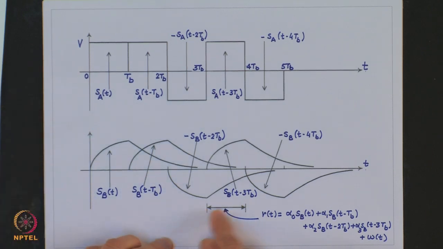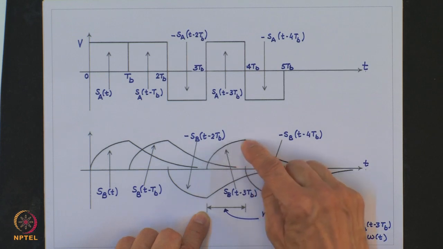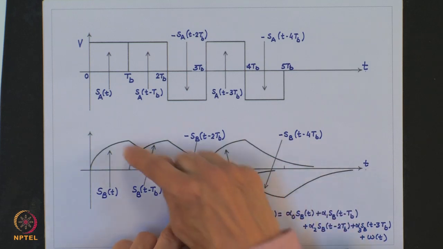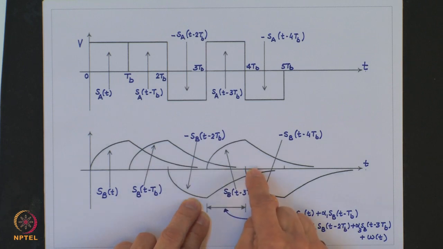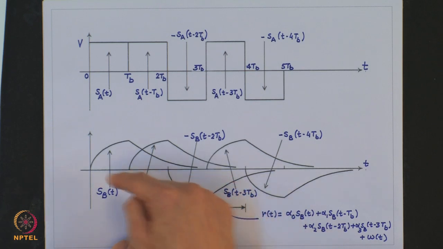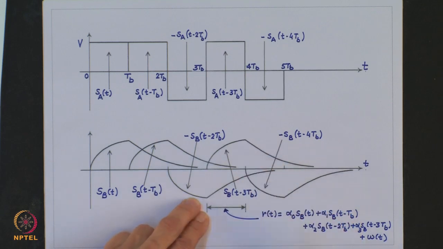So, if you look at any instant between this and this, and if you were to sample the point, so this is your 3 TB. If you sample at this point, you get contributions from other previous pulses, though the contribution from this and this is much lower compared to just the previous pulse. But in principle, you get contribution from all the previous pulses at this instant of time.